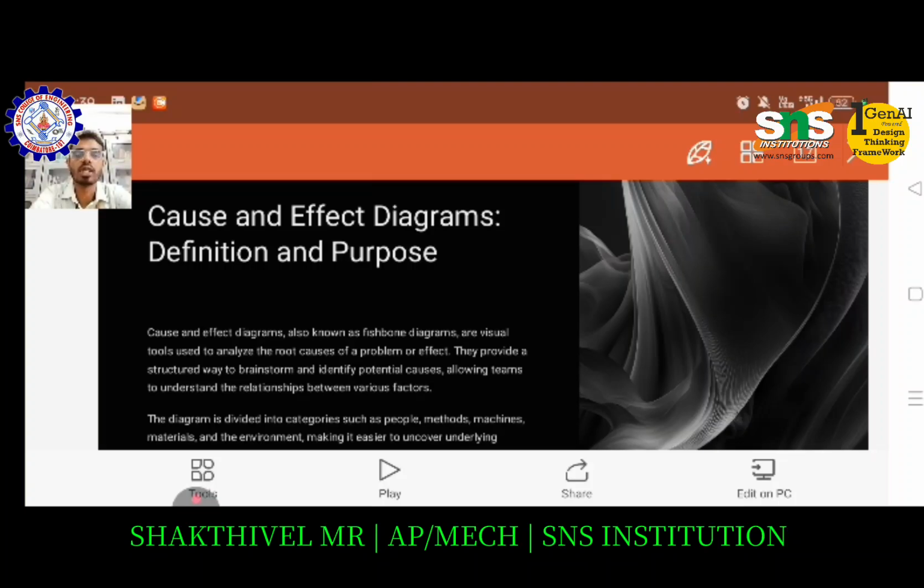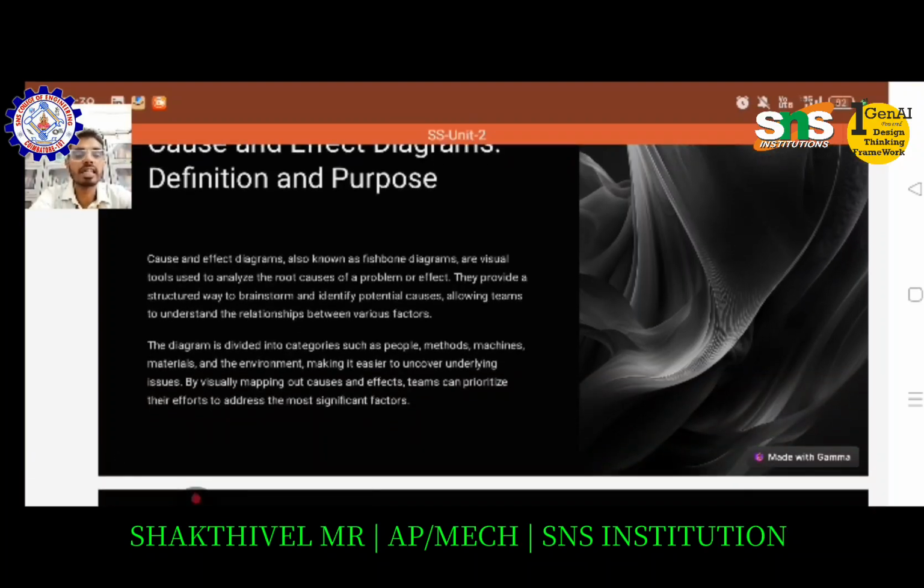So it is part of the DMAIC methodology: define, measure, analyze, improve and control. This diagram is divided into categories such as people, method, machine, materials and the environment. Most people do not consider the environment a big thing, but the Six Sigma tool can also consider environmental factors, such as the internal and external environment. It also considers 4 M's and 5 M's: men, method, money, machine, time and all. These are the underlying things which address the significant factors.